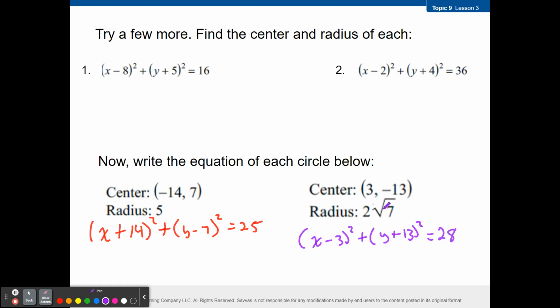So remember, when you square this, you're squaring the whole thing. So this would be 2 squared and then the square root of 7, so that's 4 times 7. Okay? Any questions on this? Going once, going twice. Sold. Moving on.